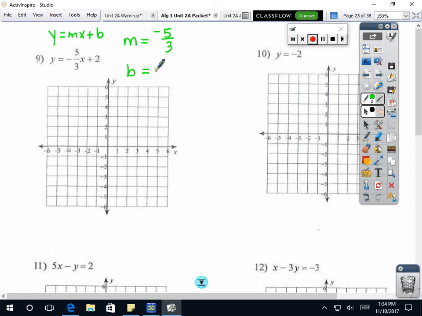Okay, what is your b? 2. Now that number is also known as your y-intercept or your starting point. So you go to your y-axis and you plot a point at +2.